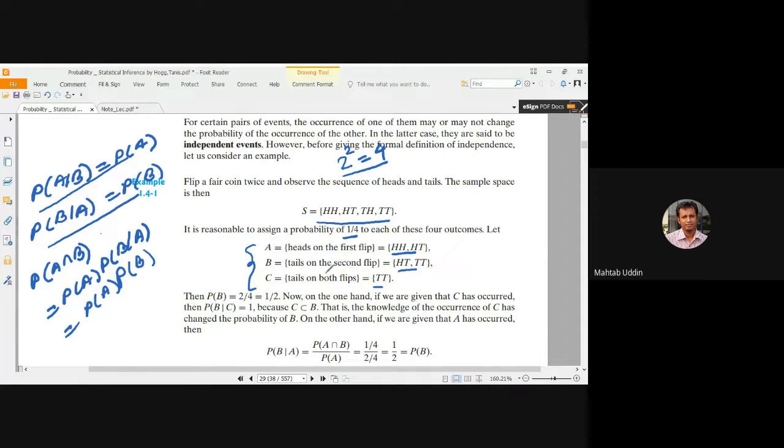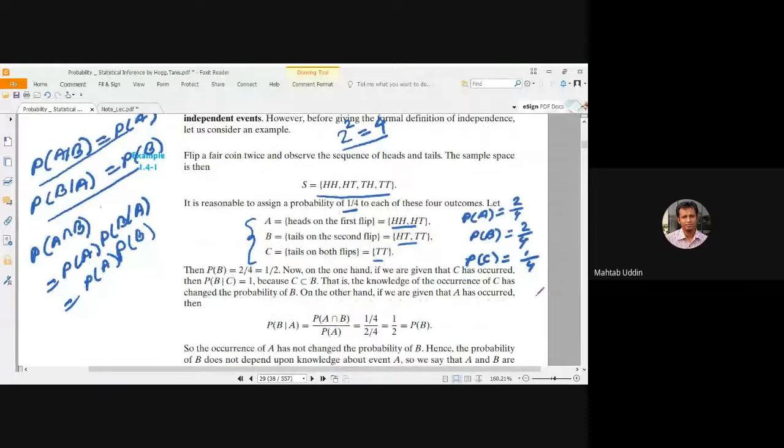So easily you can see the probability of A is 2/4. The probability of B is also 2/4. Can you see? Probability of A is what? 2/4. Probability of B is what? 2/4. And probability of C is what? 1 by 4. Okay.